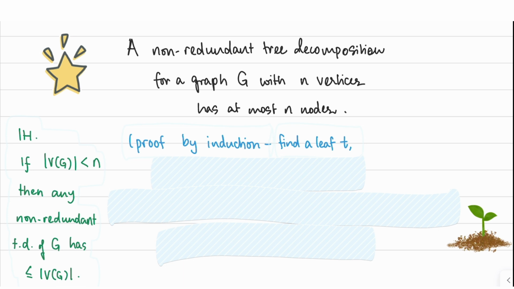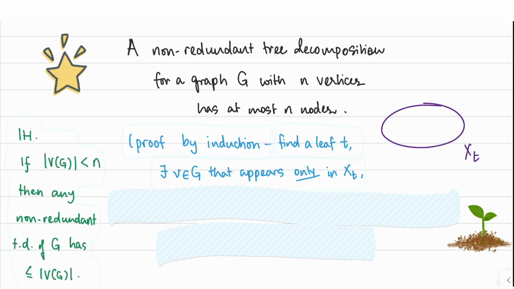Alright, now our first observation is going to be that if you look into the bag that's associated with the leaf, let's say xt, it must have a vertex that only appears in that bag and nowhere else. Because if this was not true, if every vertex that appeared in this bag also appeared somewhere else, in particular by the vertex coherence property, it must also appear in the bag that is the unique neighbor of this leaf node. So let's say that this is our bag xt, and this t prime is the unique neighbor of t in the tree T, and xt prime is the bag associated with it.